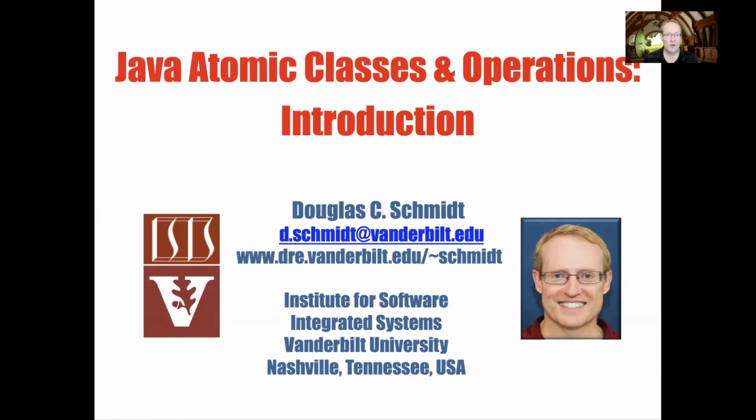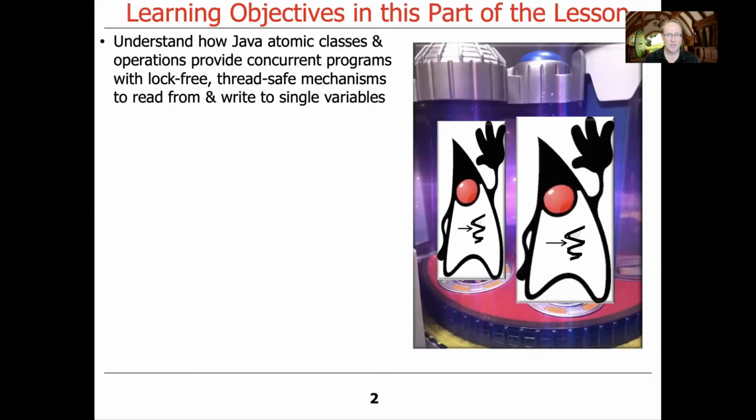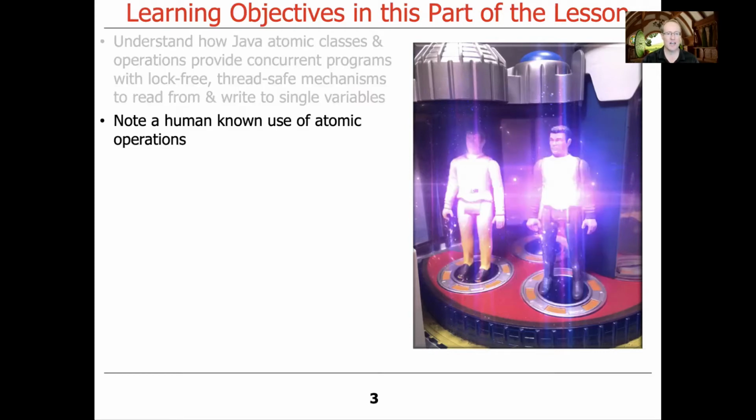So we're now ready to go explore in more detail Java atomic classes and operations. And we'll see that these are used to provide concurrent programs with so-called lock-free, thread-safe mechanisms to read from and write to single variables. And that's the key essence here, single variables. When we talk later about other kinds of synchronizers, you'll see how they build on these mechanisms in order to give you a broader scope of synchronization.